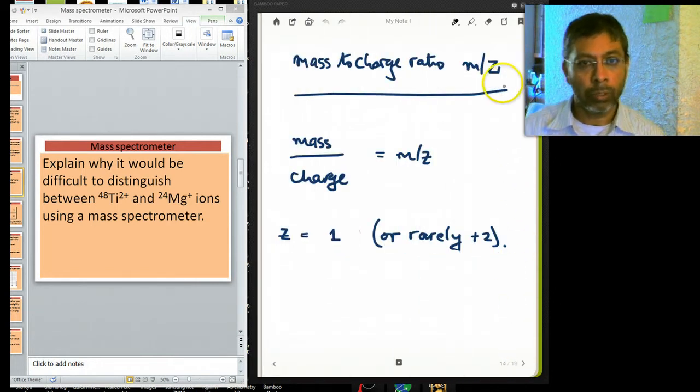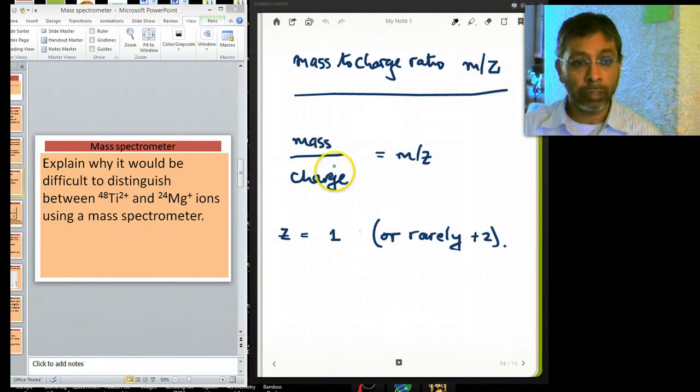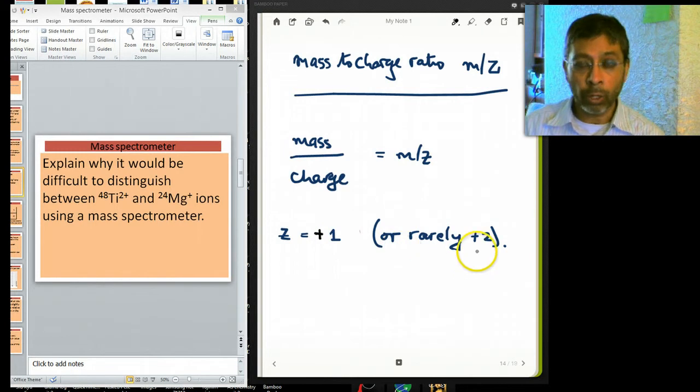Right. What does mass to charge ratio mean? Well, simply the mass of the ion divided by its charge, m over z. Z is the charge, and z is normally +1, or rarely it could be +2 as well.